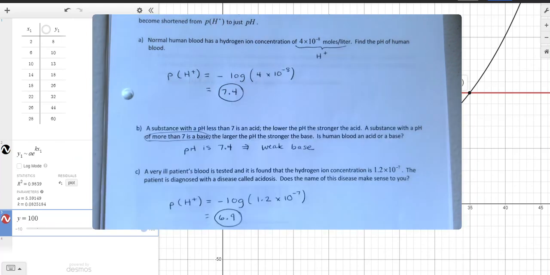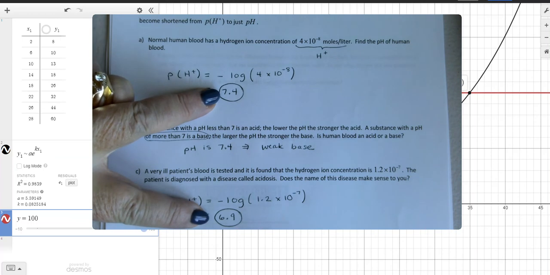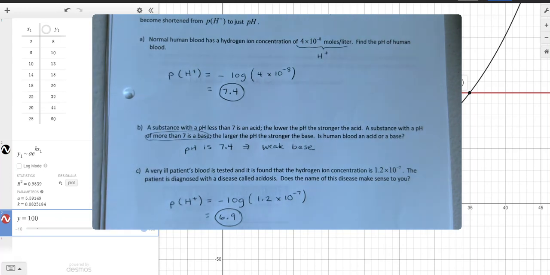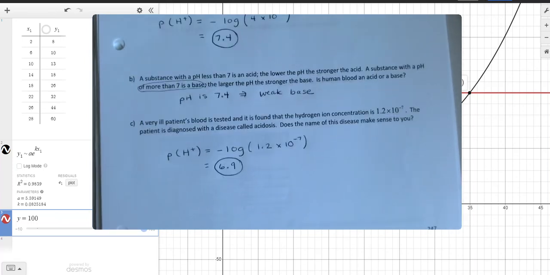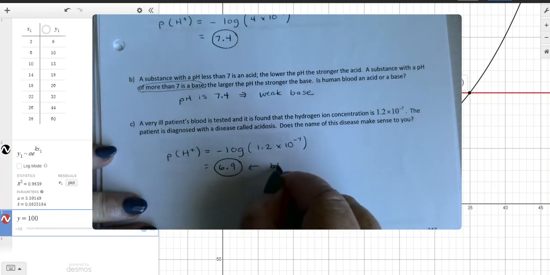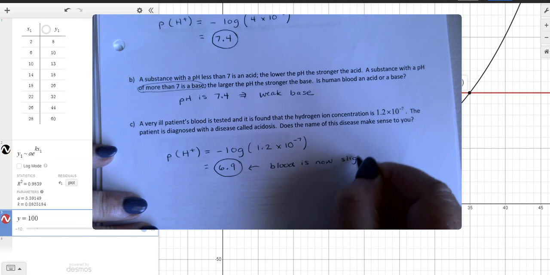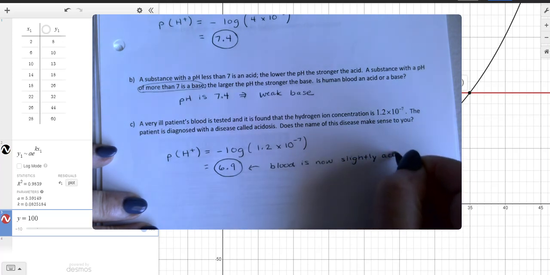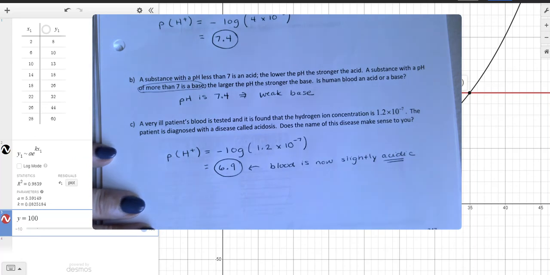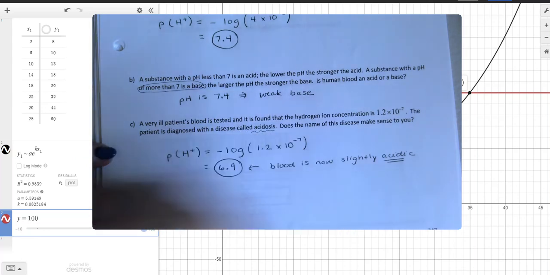Now that might not seem like much of a difference in pH from normal human blood, but it was enough to change it from a weak base to a weak acid, because 7 is the neutral point. And it turns out the human body does not tolerate having even slightly acidic blood, so this can make somebody actually very sick. So blood is now slightly acidic. And that's actually where the name of the disease, acidosis, comes from.